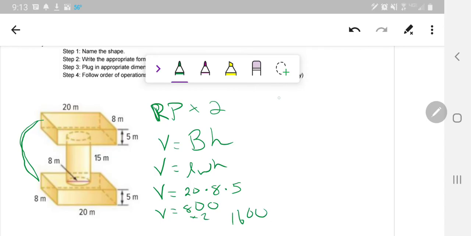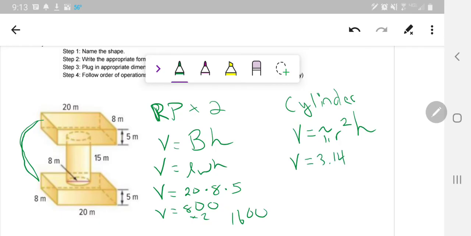All right, now I have my cylinder. This time it is a full cylinder, so volume equals pi r squared h. Volume equals, we're going to use 3.14. Looks like they gave me the diameter, so I have to cut that in half and put it in for the radius. And then my height. Height of a three-dimensional figure always meets the base at a right angle. So that's 15 there.